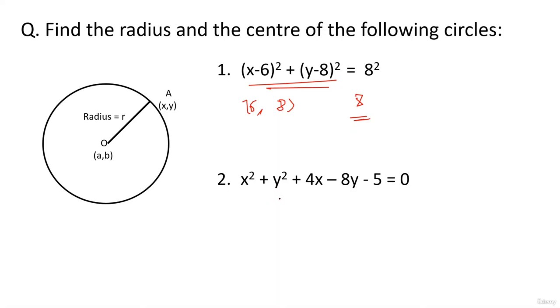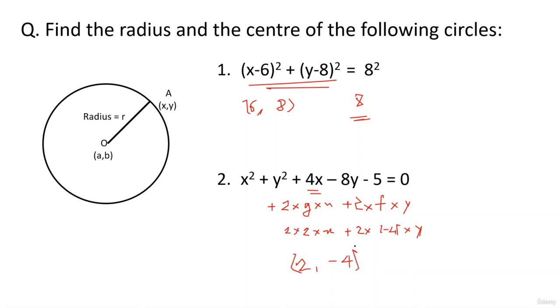Now the next one is x square plus y square plus 4x minus 8y minus 5 equals 0. Here it can be adjusted as 2gx plus 2fy. So if you compare now, guys, 4x can be written as 2 into 2 into x, and minus 8y can be written as plus 2 into minus 4 into y. So guys, g is 2 and f is minus 4.